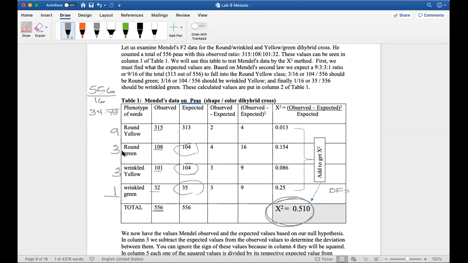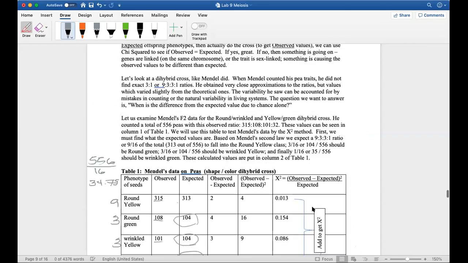Now our degrees of freedom in this problem is the number of possibilities minus 1. So there's 1, 2, 3, 4 different categories, 4 different ways you can look. So our degrees of freedom is 4 minus 1, which is 3. So let's look this up on our table.